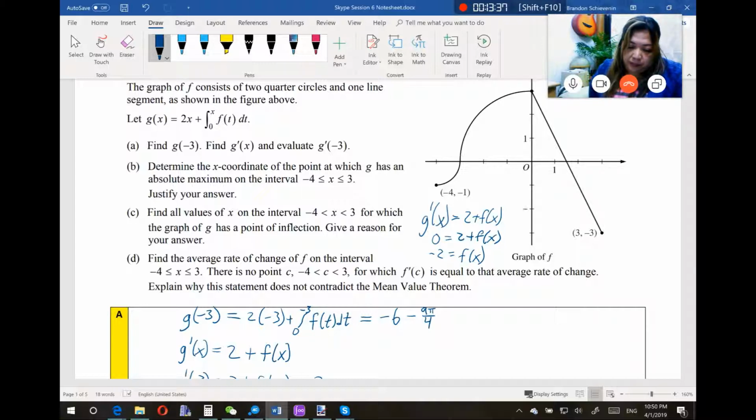So I'm really looking for this point here, where f of x is equal to negative 2. Now I could try to look at it from the graph, but we do know that this is a line. So we could use the equation of this line to figure out exactly where our y value would be equal to negative 2. So what's the equation of this line?